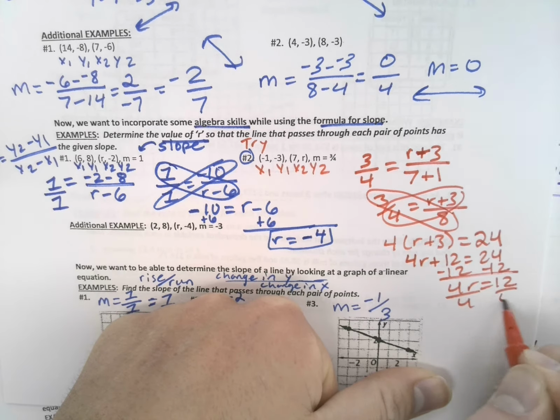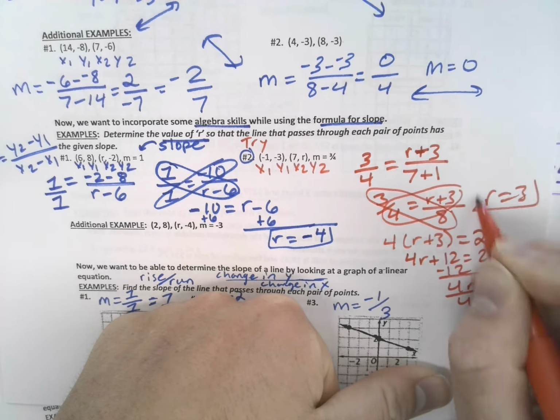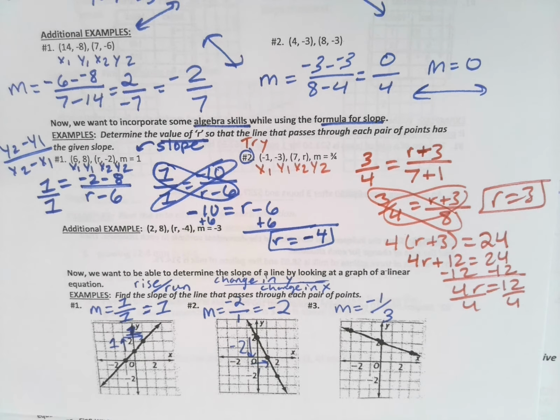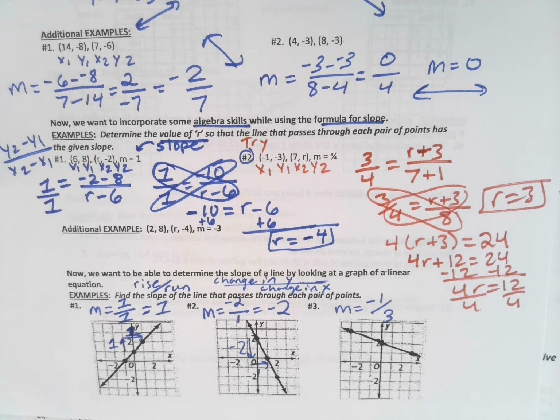So our slope is at 3, and r would be 3. Okay. That's a positive slope. So, well, no, that's not our slope. Didn't they already give us our slope? Our slope would be 3/4.